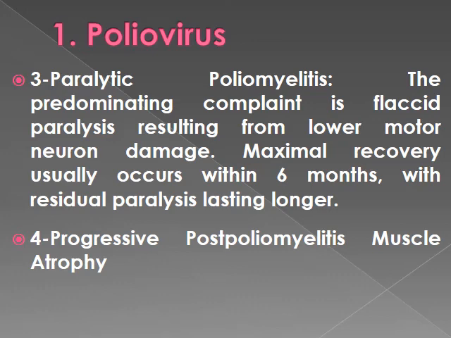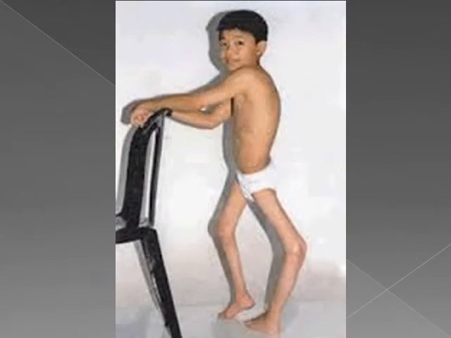After paralysis, fourth, there will be progressive post-poliomyelitis muscle atrophy. You saw the picture of the emaciated child; it is not because of malnutrition but what is called disuse atrophy. Now this picture you see shows disuse atrophy of the muscles.